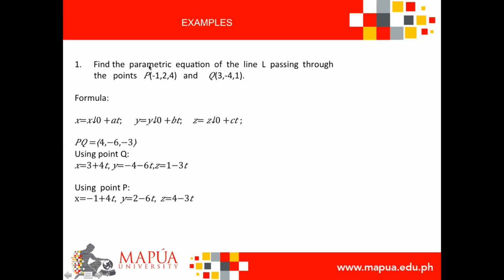Let's have the following examples. It says here, find the parametric equation of the line L passing through the points P and Q, whose coordinates are given. For point P, (-1, 2, 4), and for point Q, we have the coordinates (3, -4, 1).